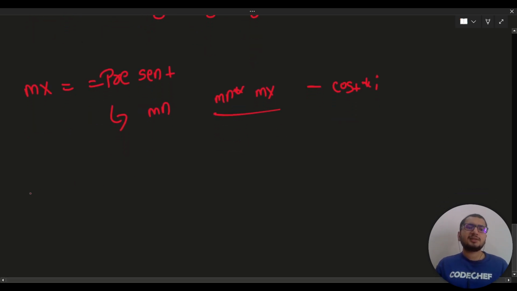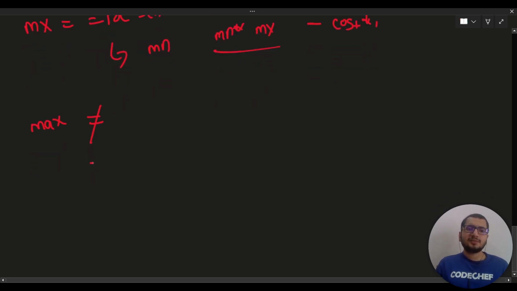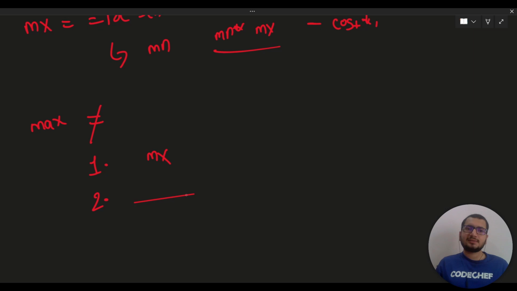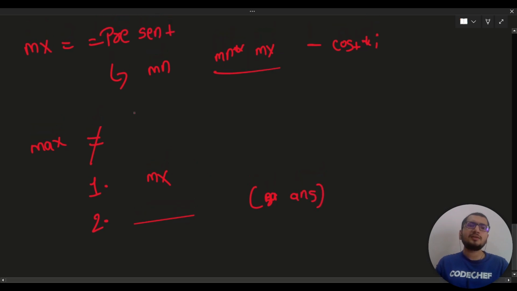Now in case max is not present, then what do we have to do? If max is not present, then we have two options. The first is to insert max into the array, or the second option is to continue without the max. So if we continue without the max, we will get an answer, and after that, if we choose to insert max, we'll again follow the same thing.